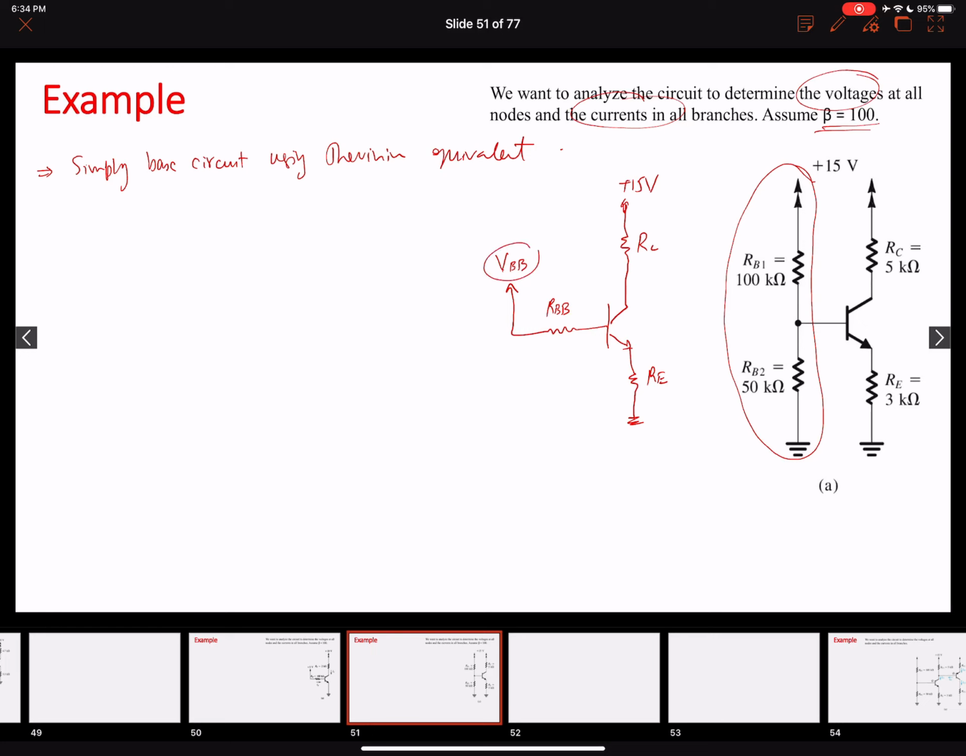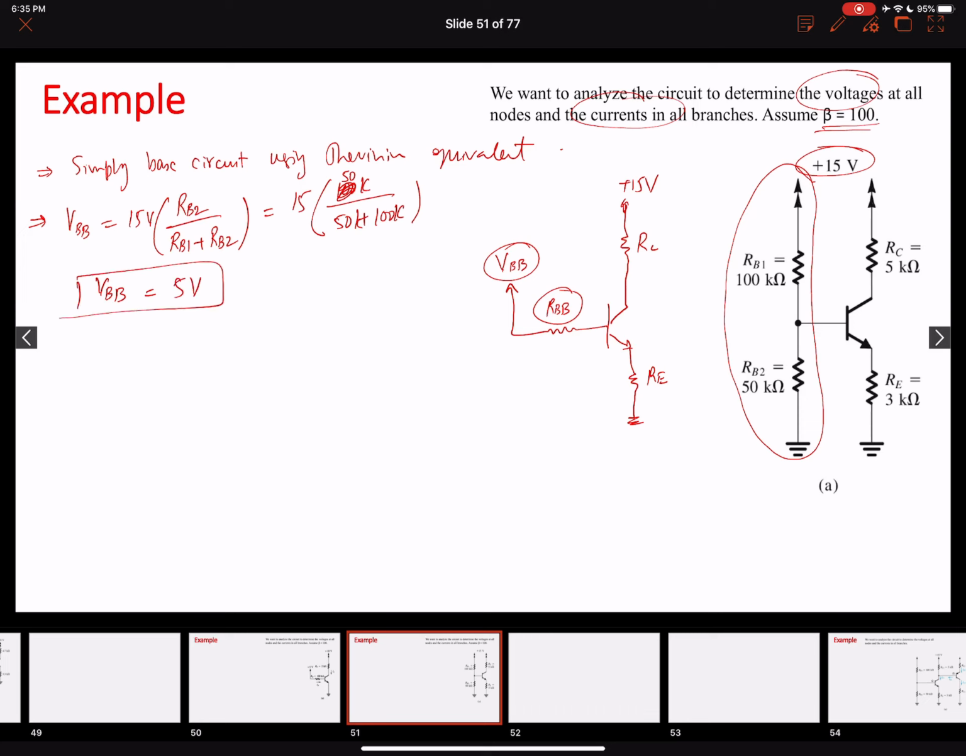Now I need to find the value of VBB and RBB. If you remember your earlier courses, we can very easily find it. The value of VBB will be equal to the supply voltage here, 15 volts, times RB2 over RB1 plus RB2, so 15 times 50K over 50K plus 100K. If you solve this, the value of VBB will come out to be 5 volts.